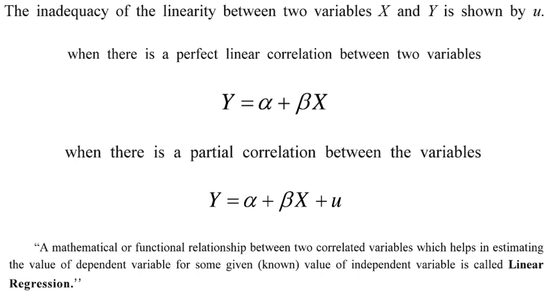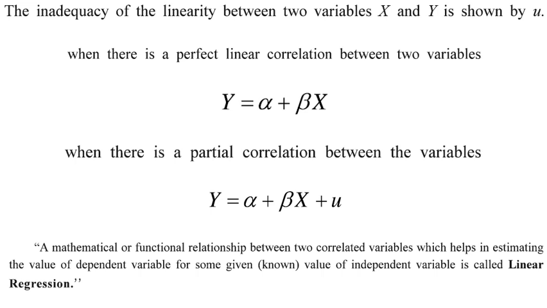So what does the linear regression do? It helps us in estimating the value of the dependent variable for some given value of the independent variable. Here the independent variable is x, and the value of x is always given, it is always known. So a mathematical or functional relationship between two correlated variables which helps in estimating the value of the dependent variable, that is y, for some given or known value of the independent variable, that is x. That process, that function, that relationship is known as linear regression.